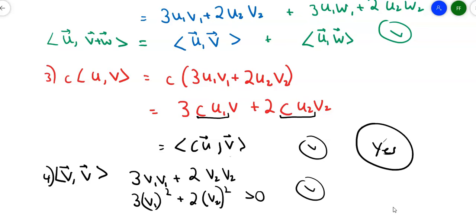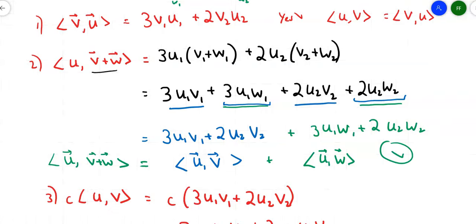All four of those rules hold, even though this is not a Euclidean inner product, right? A Euclidean inner product would not have those 3's and 2's before it. It would just be u1 v1 plus u2 v2.